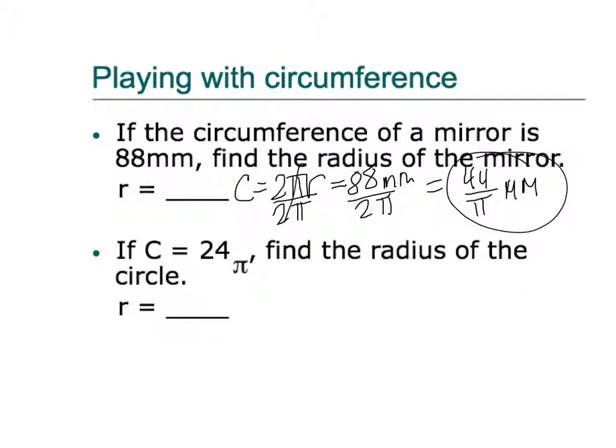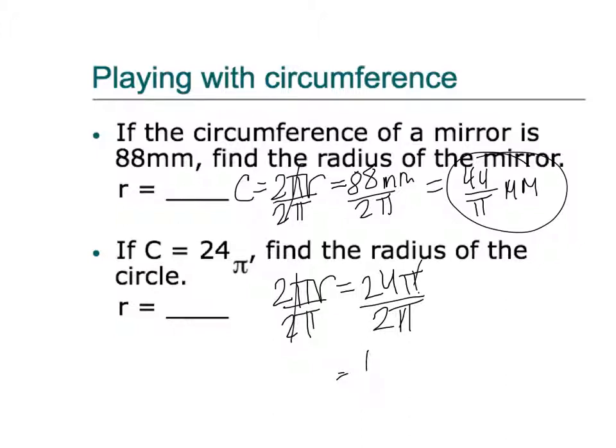Next one, if the circumference is 24 pi, find the radius of the circle. So again, circumference is 2 pi r. They're telling me it's 24 pi. And the way to solve for the radius is divide both sides by 2 pi. And I have 12.